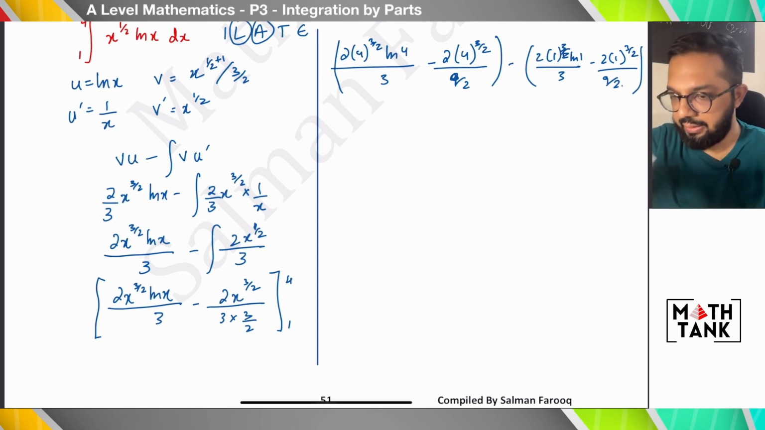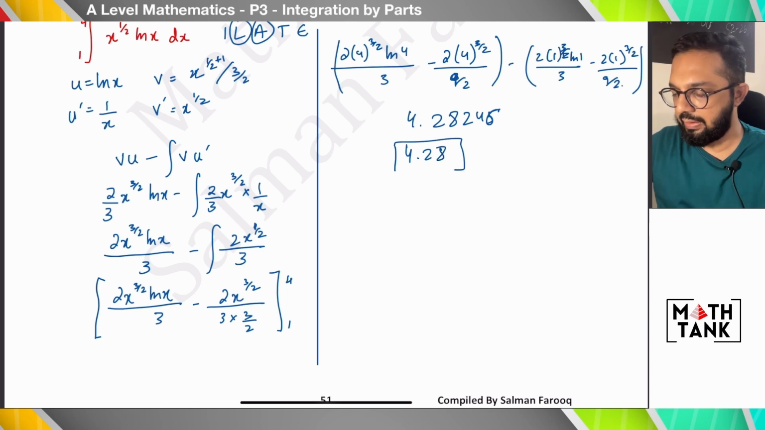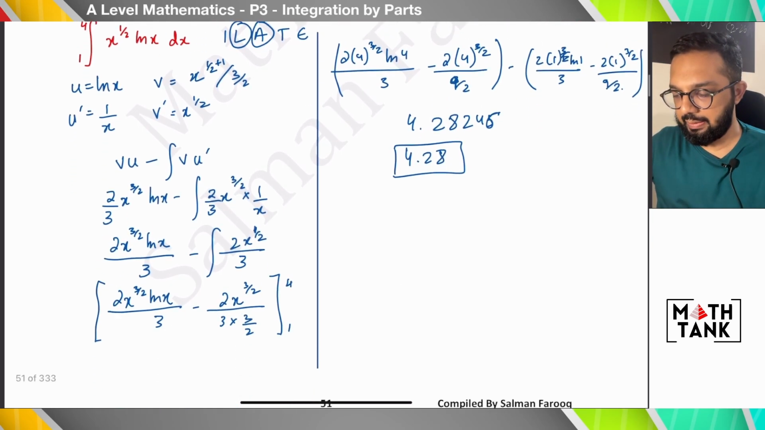Okay, putting all of this on a calculator, I know that I have 2 into 8 into ln 4 over 3, minus 2 into 8. Root of 4 is 2 and 2 cubed is 8, divided by 4.5. The first term is 0, the second term is plus 2 over 4.5. Yeah, I get 4.28245, so correct to two decimal places it is 4.28. That is what the correct answer is.